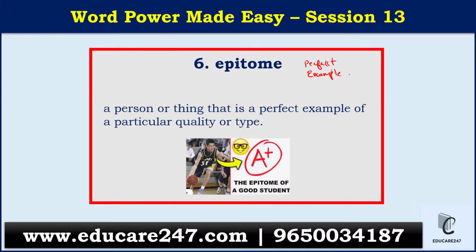So epitome is a person or a thing which is a perfect example of a particular quality or type. So you could see here, the epitome was a good student. You could see this basketball player is shown as a perfect example of it.